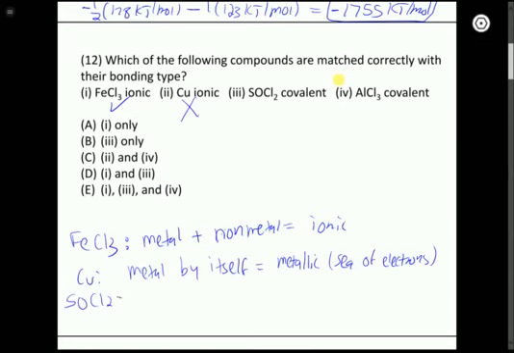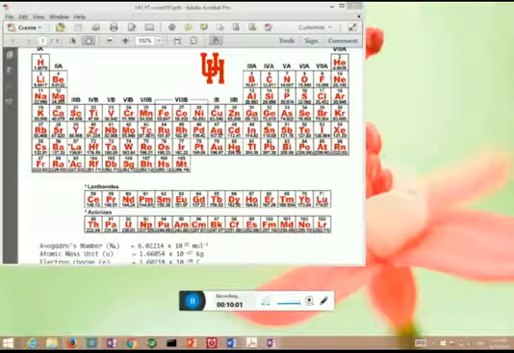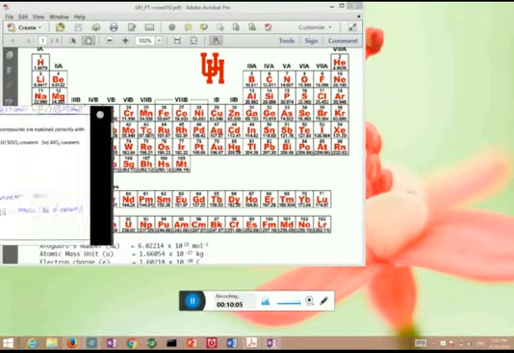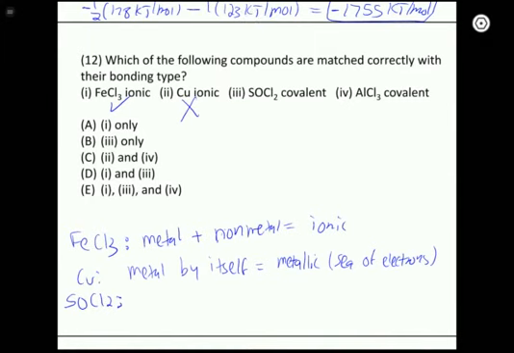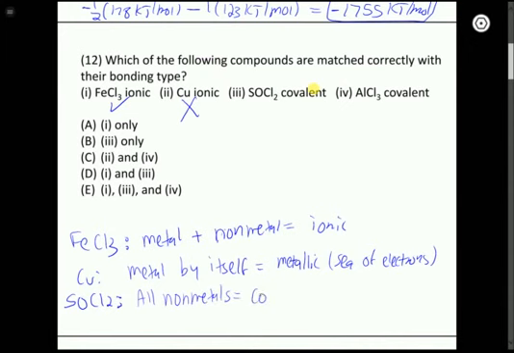Number 3 is SOCl2. So we have sulfur, oxygen, and chlorine. We go to the periodic table. Sulfur, oxygen, and chlorine, all very clearly nonmetals. So whenever we have a compound that's a combination of all nonmetals, it's going to tell us we have covalent bonding. And then finally, so that one's correct.